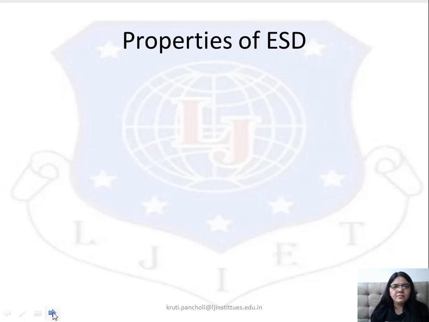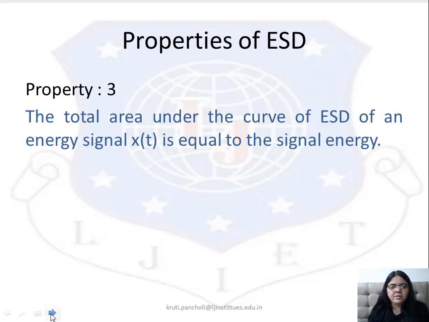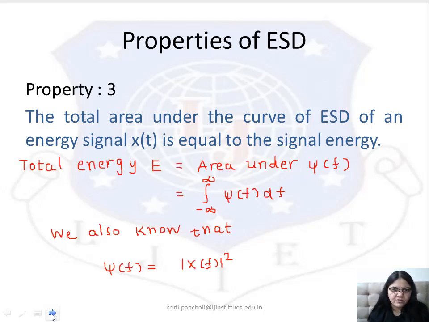Property number 3: the total area under the curve of the ESD of an energy signal x(t) is equal to the signal energy. It means the area under the energy spectral density. Now we'll see the proof of this. I know my normalized energy equation: E is equal to the area under psi(f), which is the integral from minus infinity to infinity of psi(f) df.